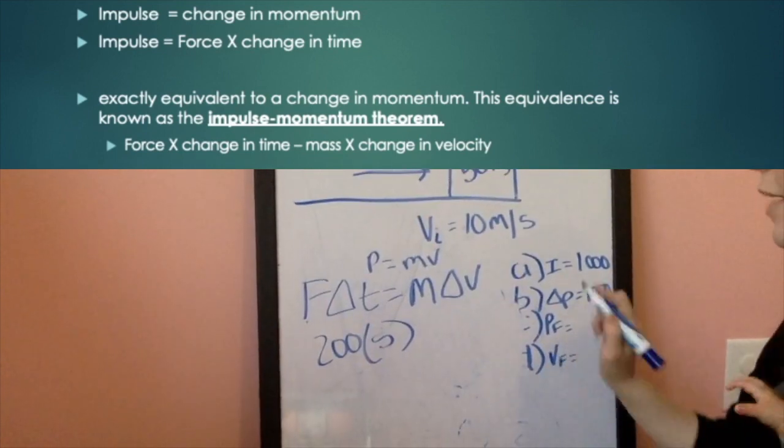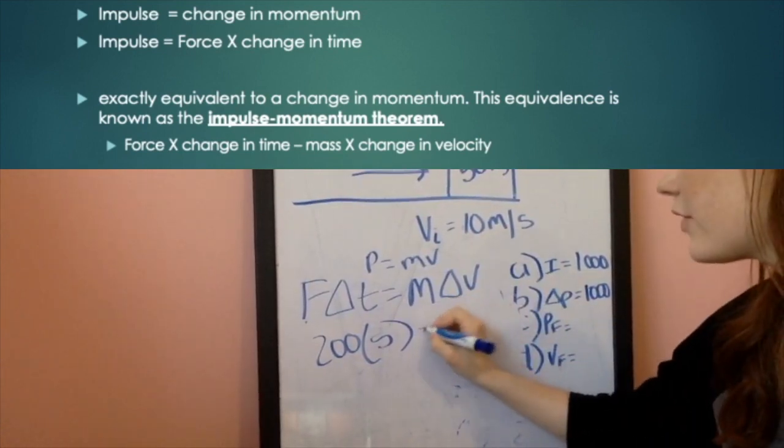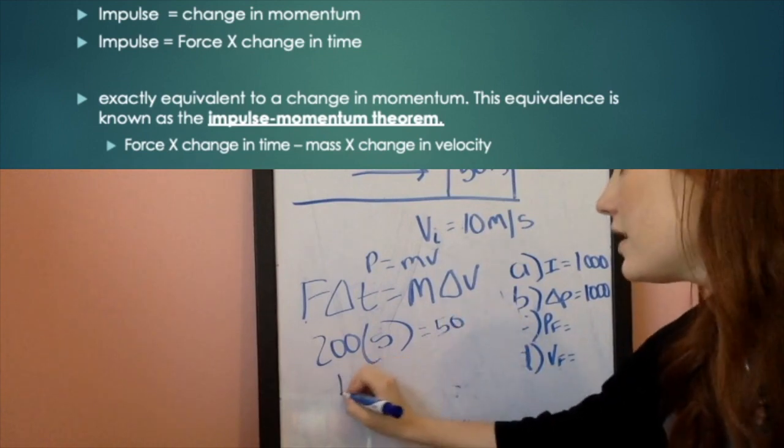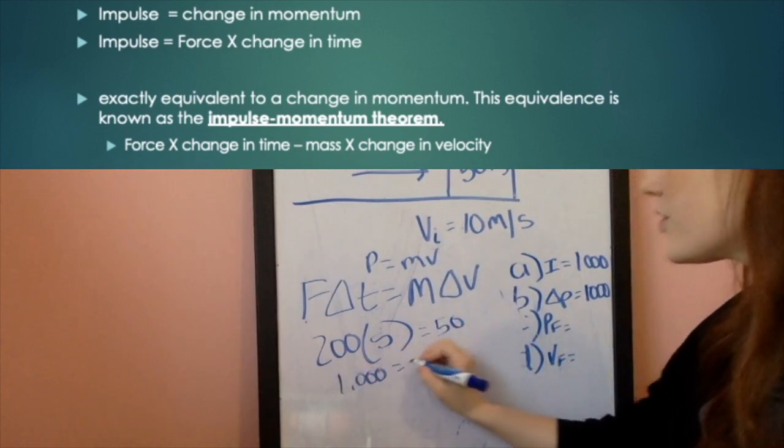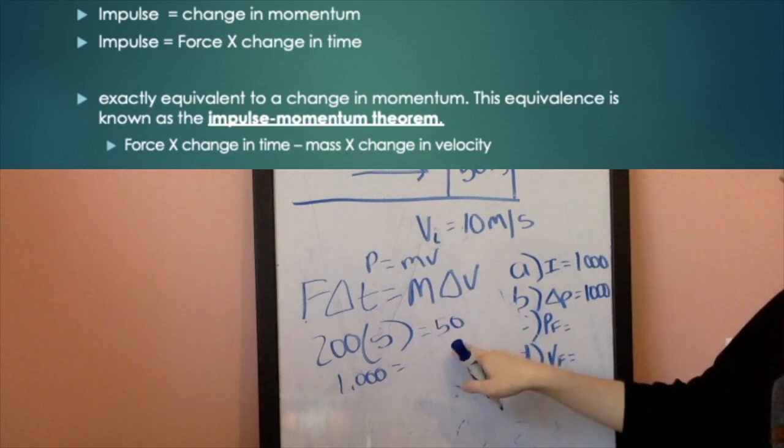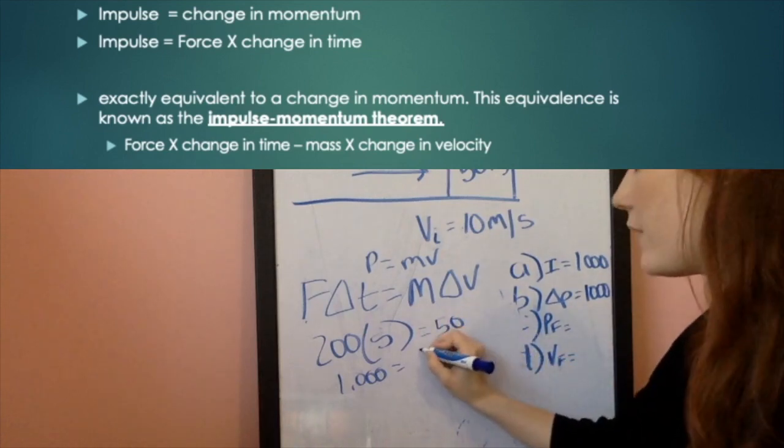So we already know our mass. Our mass is equal to 50 kilograms, right? So this is equal to 1,000. Let's just write that out. So our mass is equal to 50 kilograms, and then we have our change in velocity.